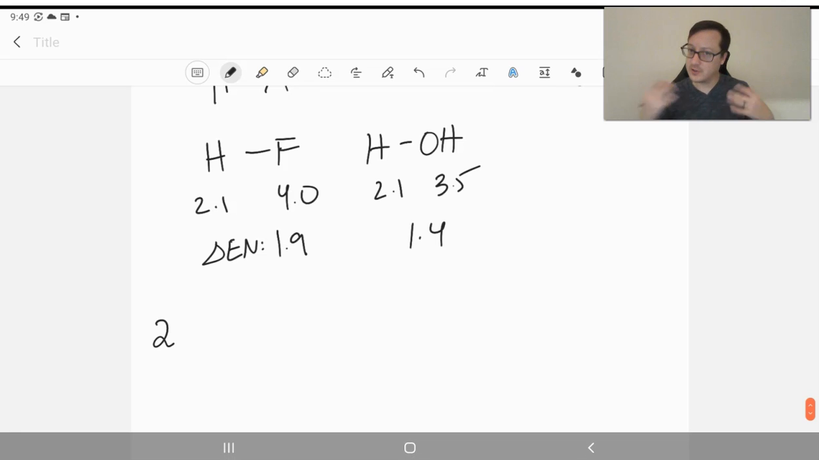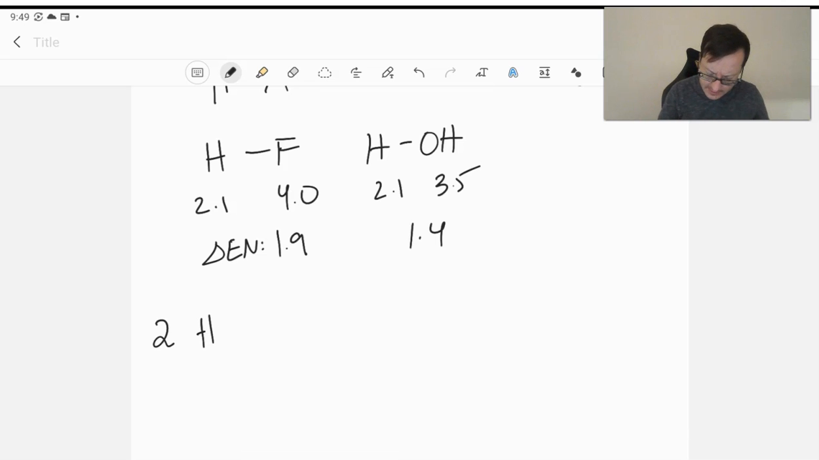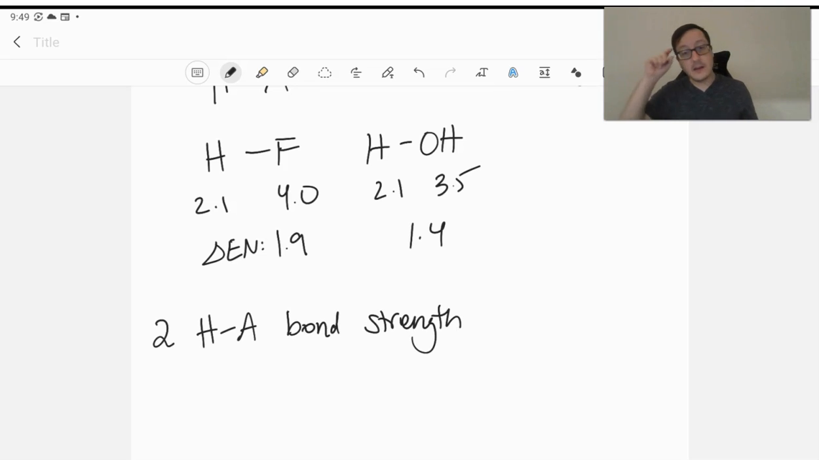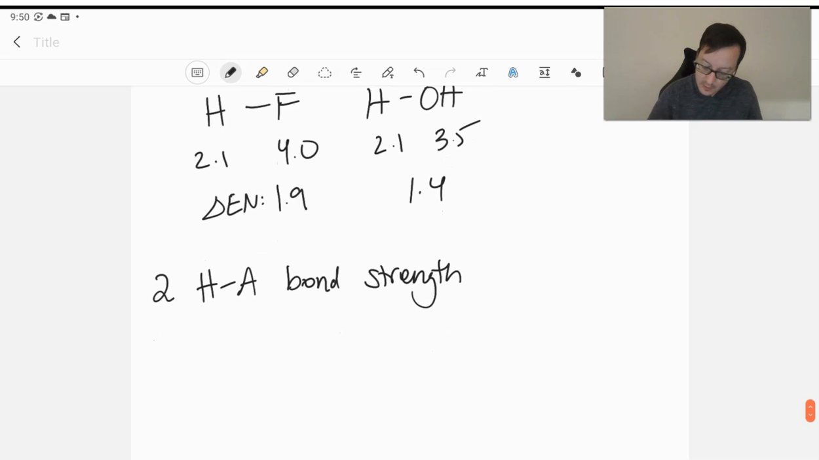The second trend, which is somewhat more important, is the H-A bond strength. Essentially, the bond strength, remember, is the amount of energy it takes to break the bond. So when we want something to be acidic, we want it to have a relatively low bond strength. So as bond strength goes down, acidity will go up.